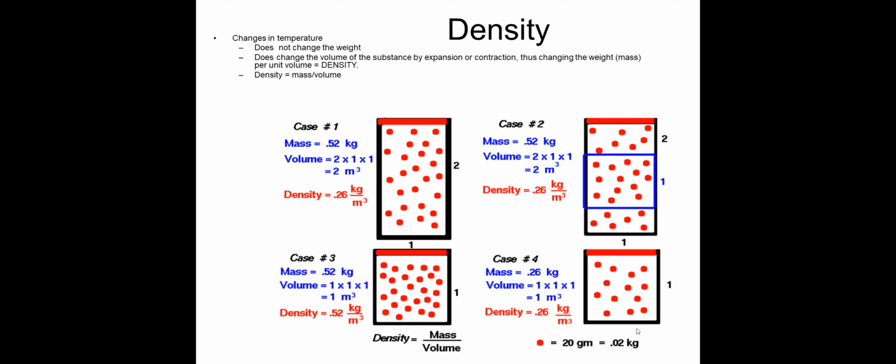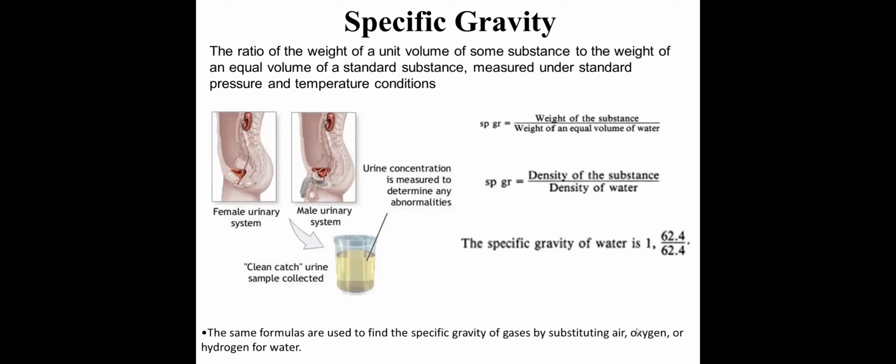So let's relate density to specific gravity. Specific gravity and density kind of mean really the same thing, except we're using the concept of weight instead of mass. And if you're a physicist, you don't like to mix those terms up, but we'll use it here. The ratio of the weight of a unit of volume of some substance to the weight of an equal volume of a standard substance measured under standard pressure and temperature conditions is what we call specific gravity. So you can see it in a formula form there.